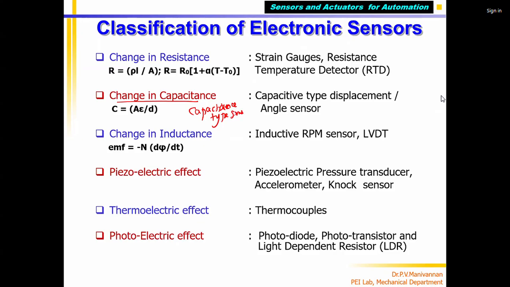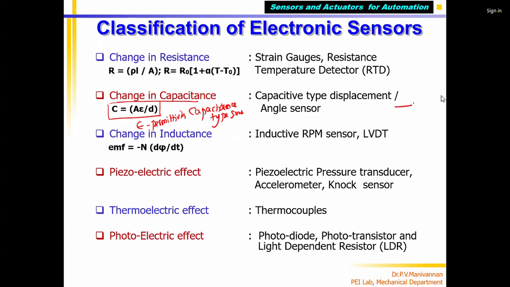Generally, if I have two conducting plates separated, the governing formula is C equals A into epsilon divided by D, where A is the common area between two conducting plates. We'll see this in the coming slides. D is the distance between two conducting plates. Epsilon is called the permittivity of the dielectric media which separates the two conducting plates.